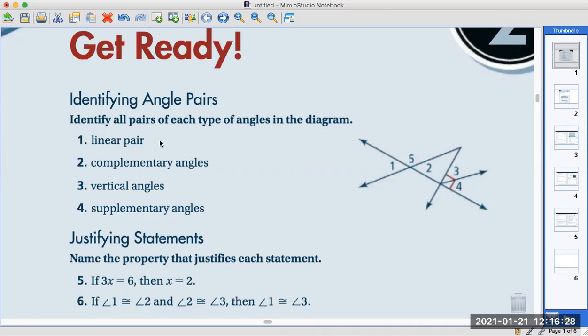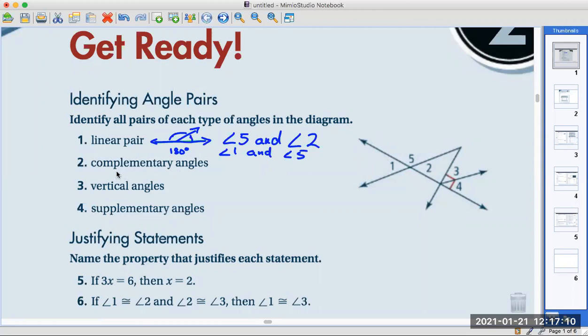So a linear pair is angles that form a straight line. And a straight line is always 180 degrees. So you can have two angles that will add up to 180 degrees. That's called a linear pair. So I'm looking here, I see angle, this is your angle symbol, 5 and angle 2 form a linear pair, and also angle 1 and angle 5. These two form a straight line linear pair.